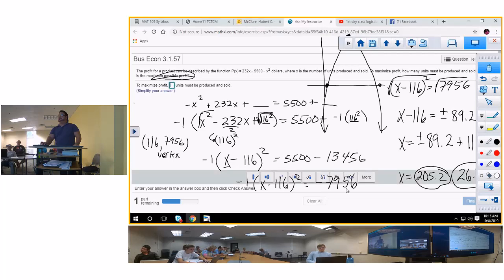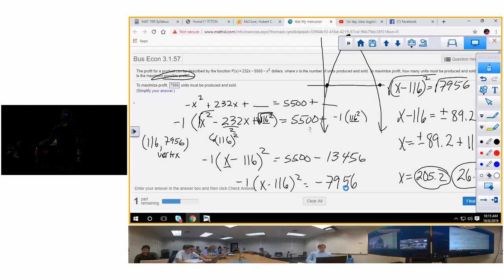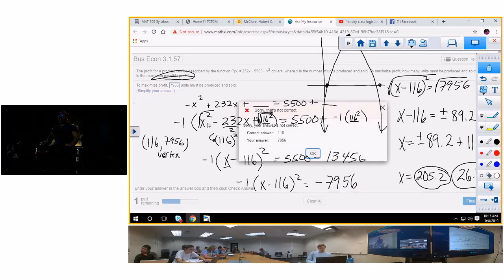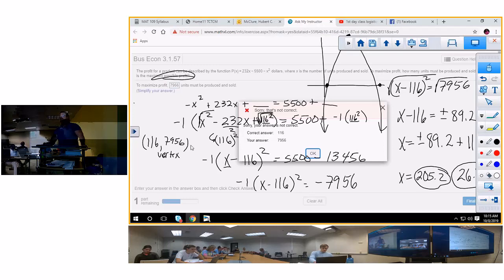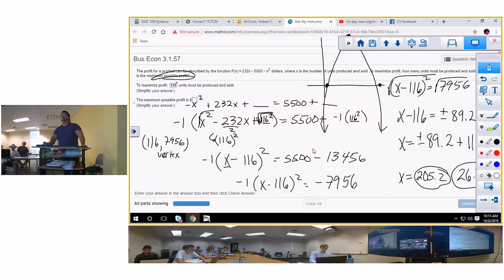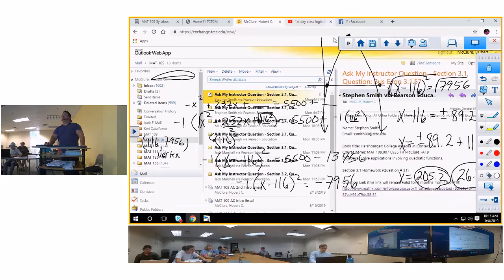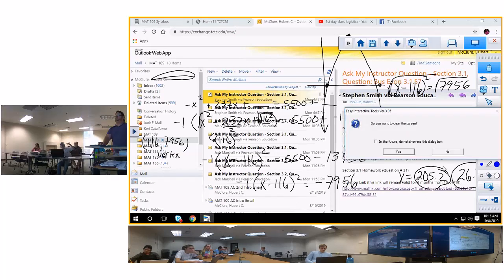So that should be 79.56. Okay, at 116, the profit is 79.56. I'm sorry, I thought I misread. See, I put 116 as the answer. I did it wrong. Well, you need to type in 116. Let's see if it works again. It works. There's the profit, 79.56. All right, so that's a good test question. Make sure you put the X in first. I put the Y in, sorry. Good test question. Whoever sent it, that's a good question.